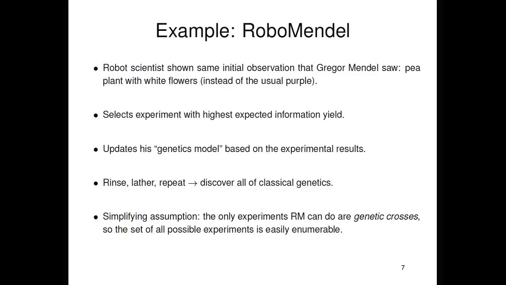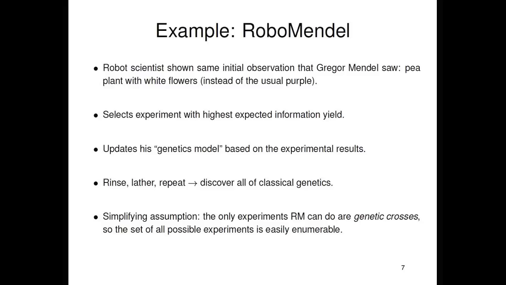yield per cost. And then I'll go through some examples of how the information metric that we come up with processes through proposing a series of possible experiments that basically lead to identifying the basic Mendelian inheritance principle. Okay. And the assumption that simplifies RoboMendel and makes it a nice example is that we basically assume RoboMendel doesn't have any advanced technology, doesn't know any molecular biology, so in effect, the only experiments that RoboMendel can do are the ones that Gregor Mendel could do.